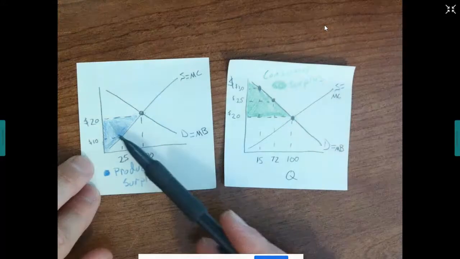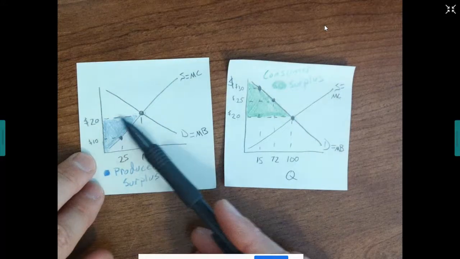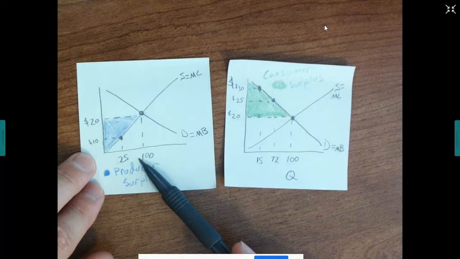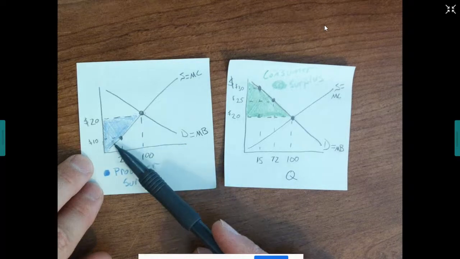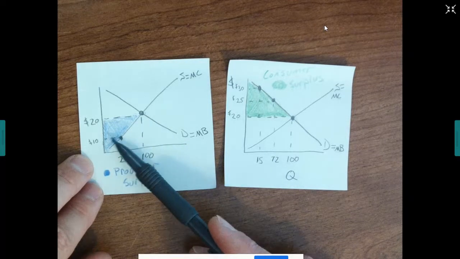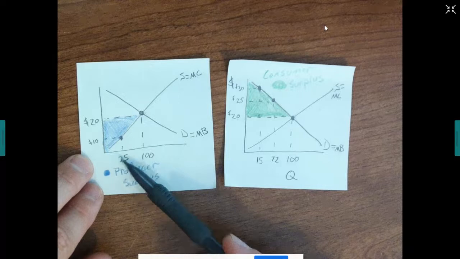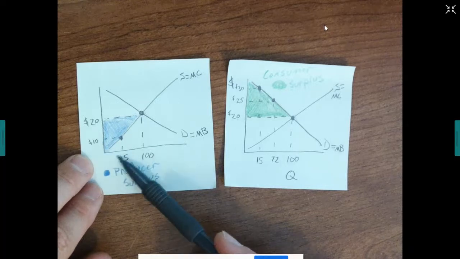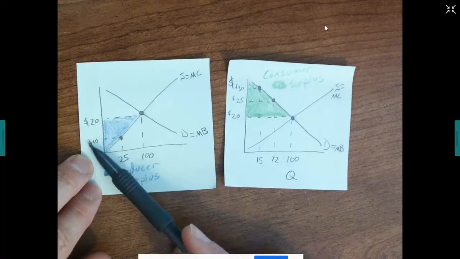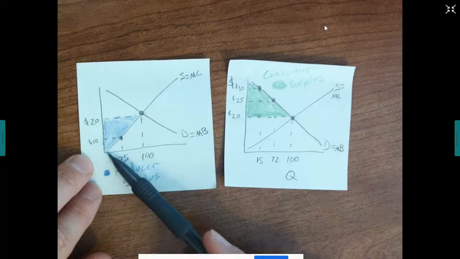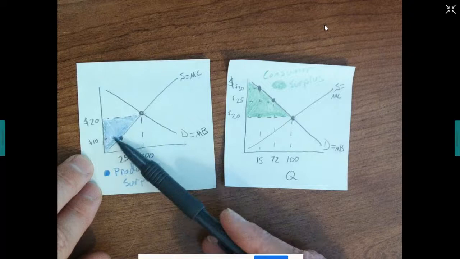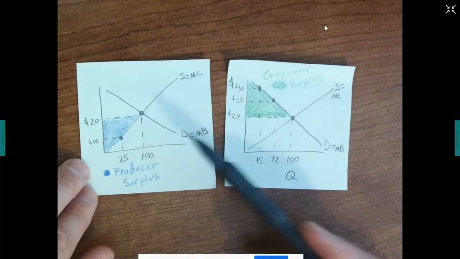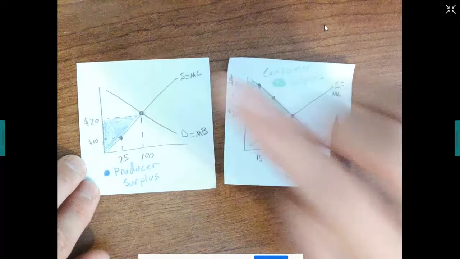Producers have the same surplus. These producers would have been willing to produce those 100 pants and sell them at a lower price for 99 of them. But they didn't have to. Even if they're willing to make 25 units and sell them at $10, all of the units were actually sold at $20. This area in here represents the producer's surplus.